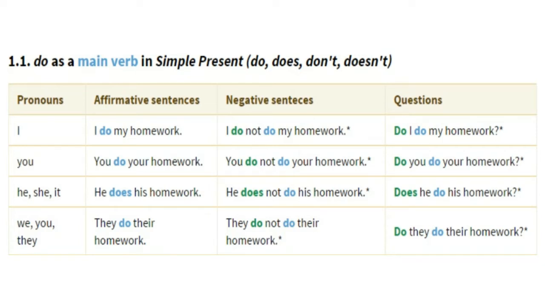Now when the subject is he, she or it, we use the affirmative sentence, he does his homework, and if we need to change it into a negative sentence, we use doesn't. Yes, he does not do his homework. Similarly, when we need to change it into a question, we add does at the beginning, like does he do his homework? Yes, children, I hope you understood.